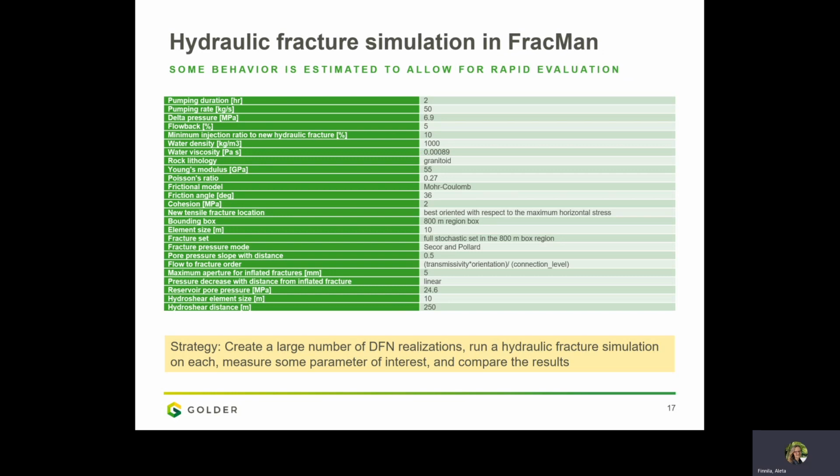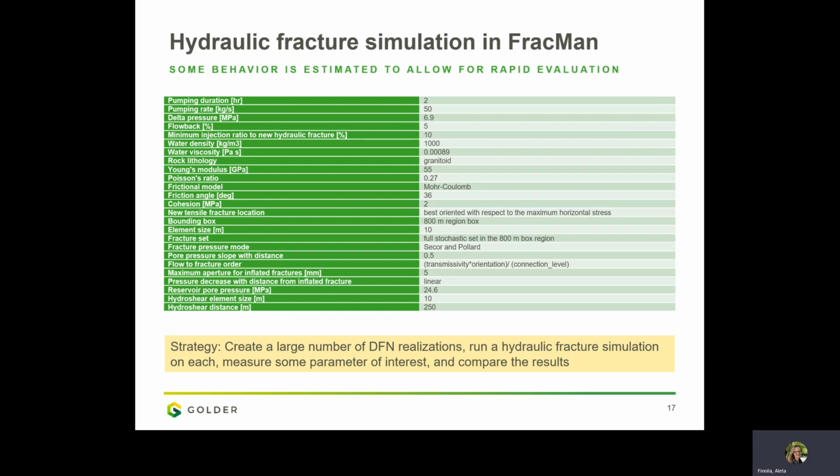To set up the hydraulic fracturing simulation in FracMan, I list here all the parameters that go into that. And this slide deck is available for your download, so you can look at these in more detail. We're pumping for 2 hours at a pumping rate of 50 kilograms a second and assigning a delta pressure at the injection point of about 1,000 psi. That's not so important since we're not really solving for how the pressure is actually distributed in this system.